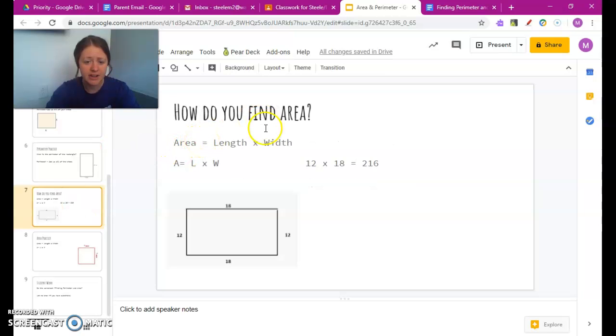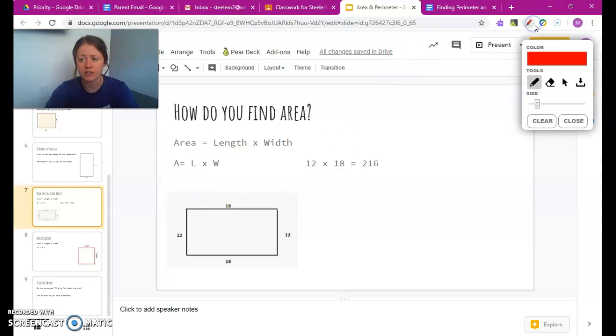So it says, how do you find area? So area, if you remember, is the shaded region. So you're trying to find the inside. What you're doing is going through here and trying to find the inside of the shape. How many squares would it take to cover that?